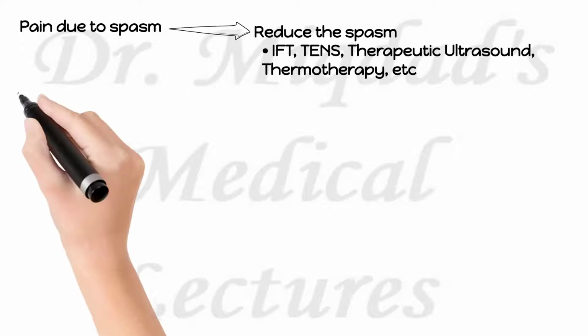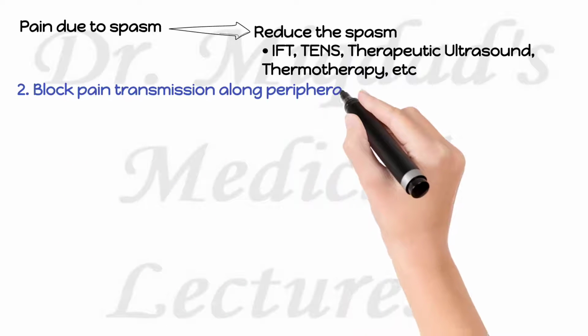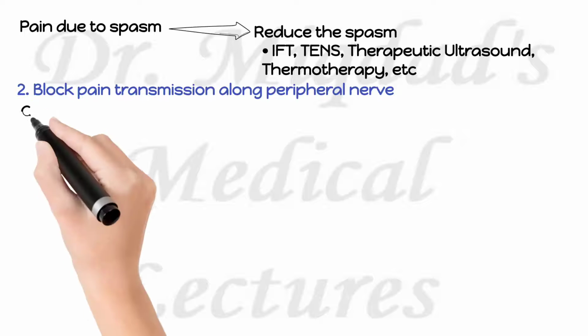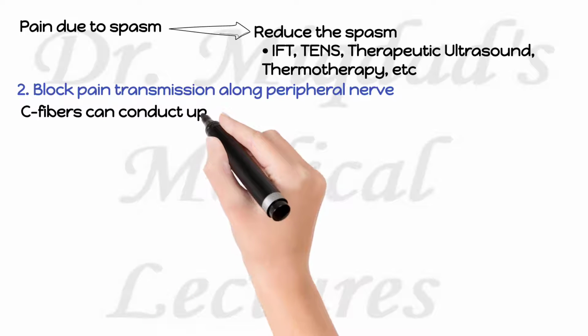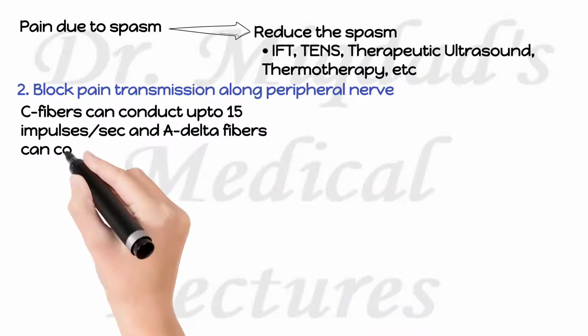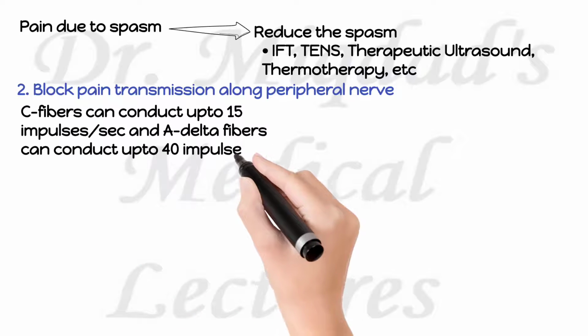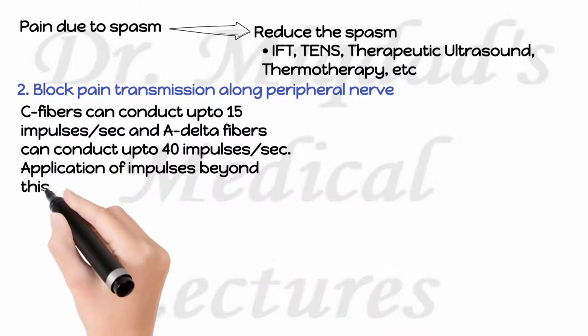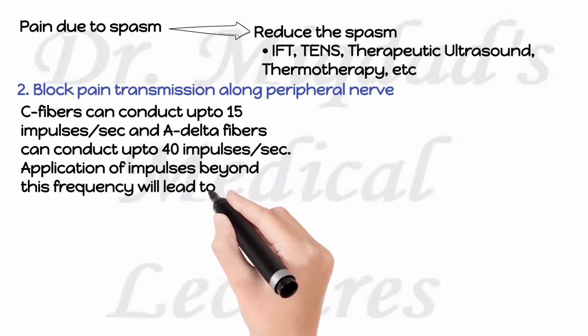Now let's come to second principle, which is to block the pain transmission along peripheral nerve. Here we must understand one important point, that different nerve fibers have different frequency range within which they can conduct the impulses. For example, C fibers, they can conduct impulses up to 15 impulses per second, and A delta fibers, they can conduct up to 40 impulses per second. And application of impulses beyond this frequency will lead to physiological conduction block.